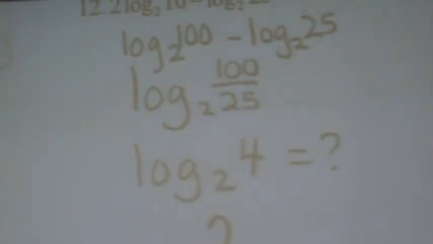Number 12. What is this 2 really with this 10? It's really 100, 10 squared, right? It's not 20, it's 10 squared. So you've got the log of 100, because 10 squared is 100, minus the log of 25, and these are both base 2. What property says subtract? Divide. What is 100 divided by 25? 4. And do you know what this is? 2 to what power is 4? What is it? 2. So this answer is 2.